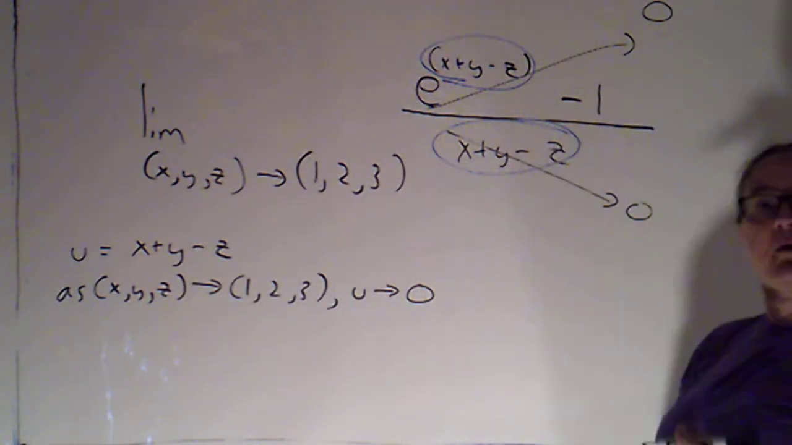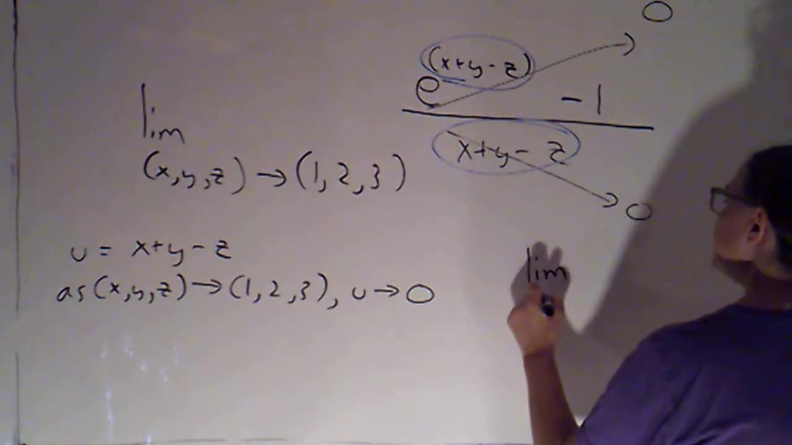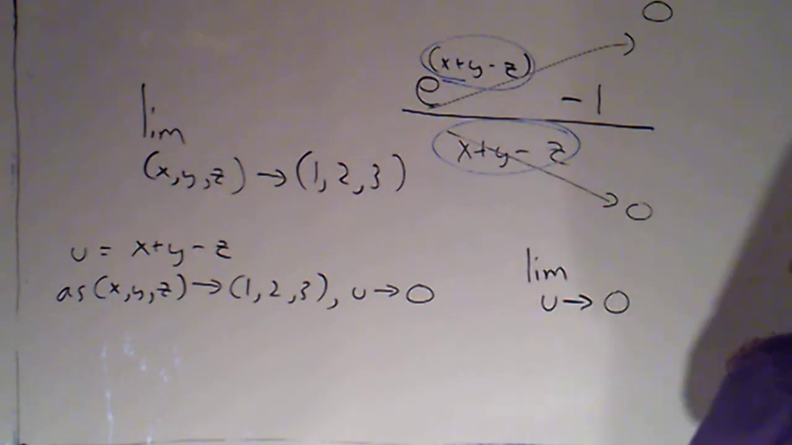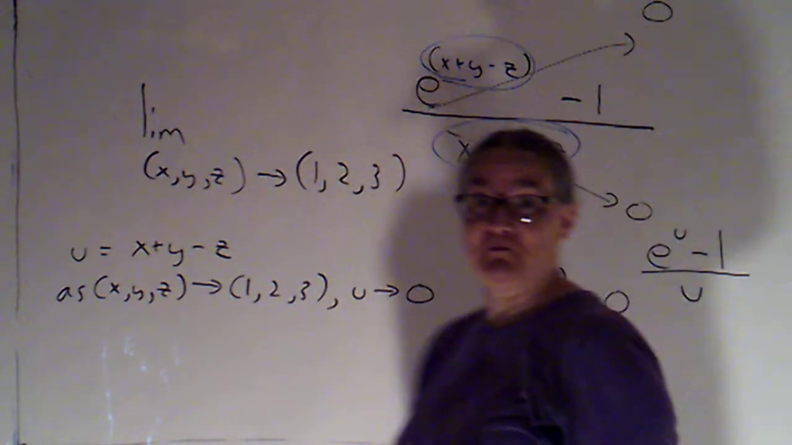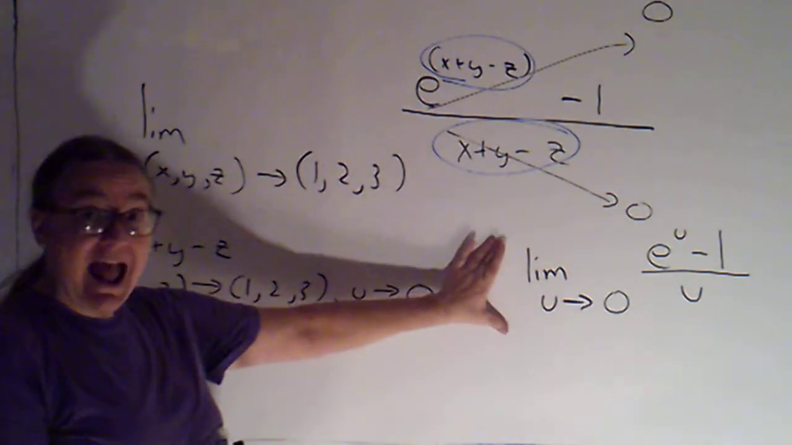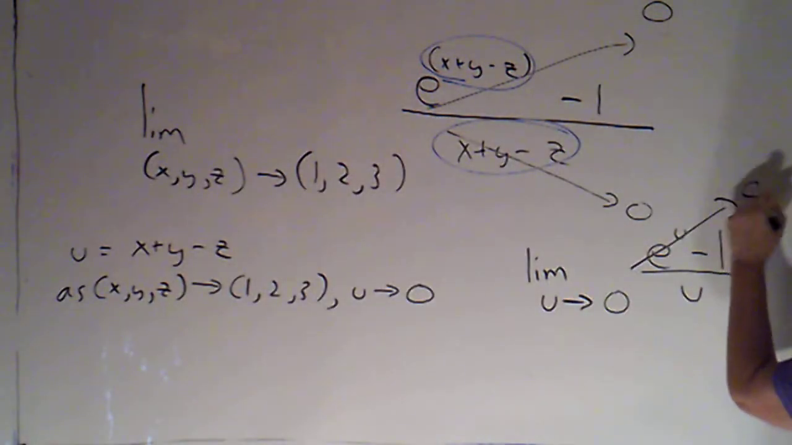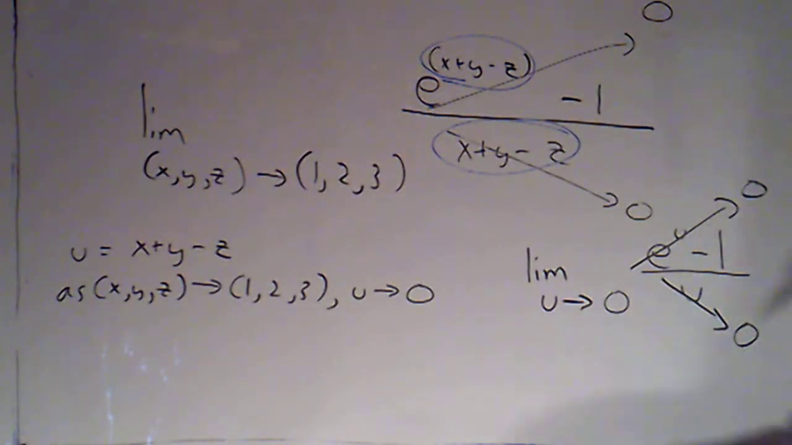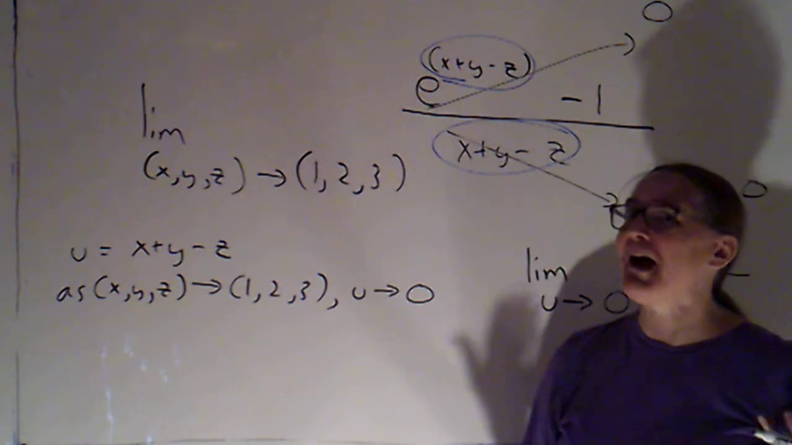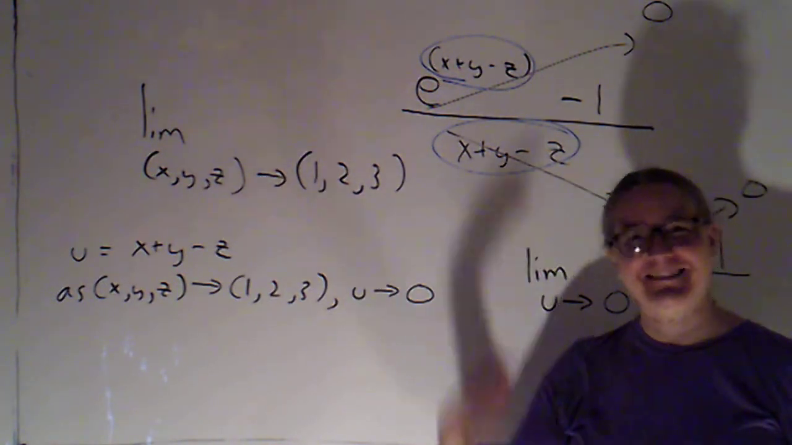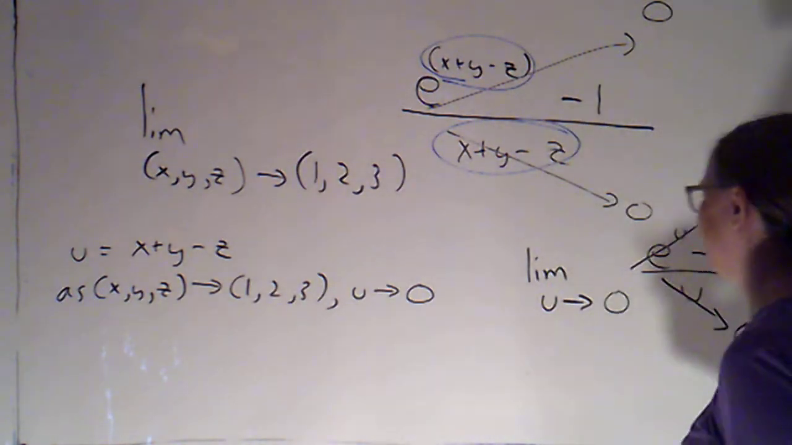So now I can rewrite this limit having done this substitution. So I can say this is the limit as u approaches 0 of e to the u minus 1 over u. Now I can use L'Hopital's rule. The top and bottom still go to 0. And in fact, anytime you do a substitution, if you had an indeterminate form, you better still have that same indeterminate form. You can't change the fact that the top and bottom are going to 0. If that changes, you somehow did something wrong in your substitution.